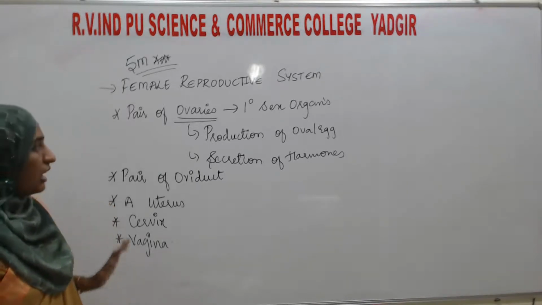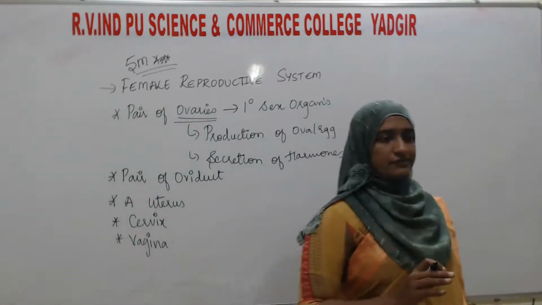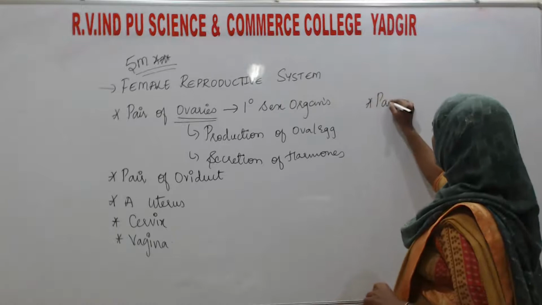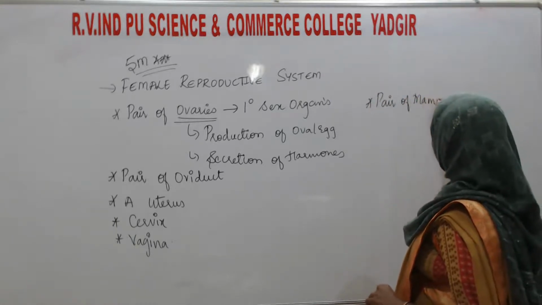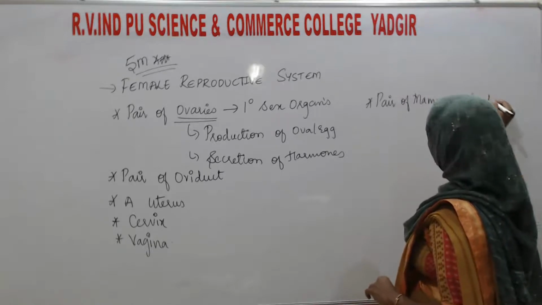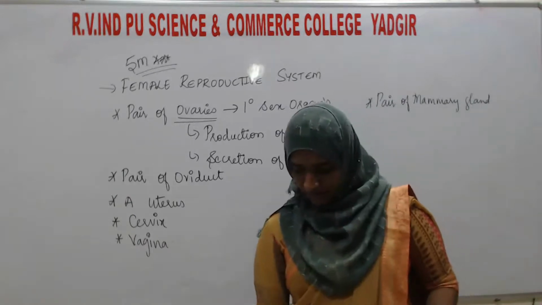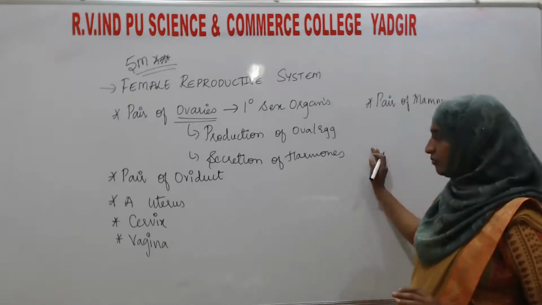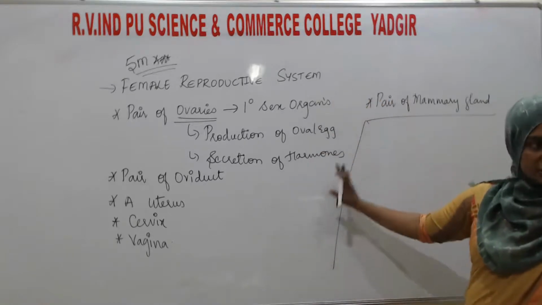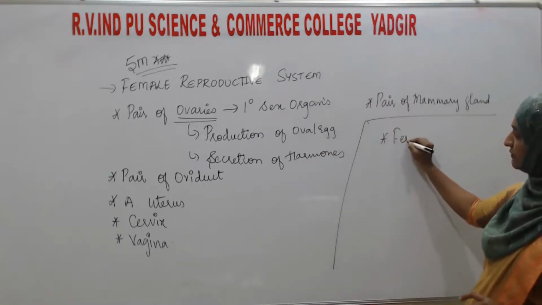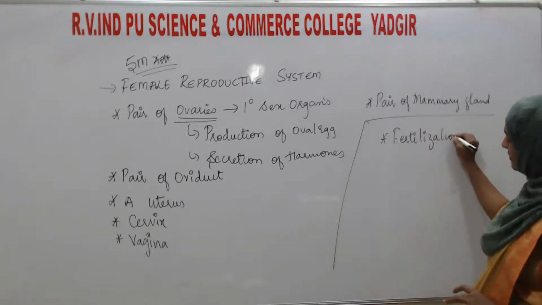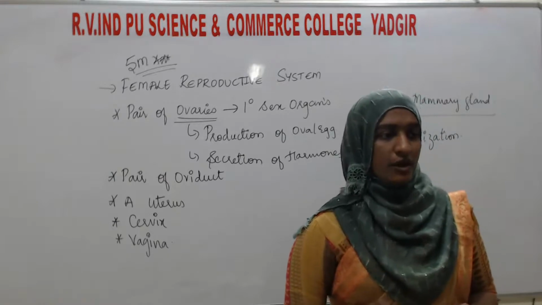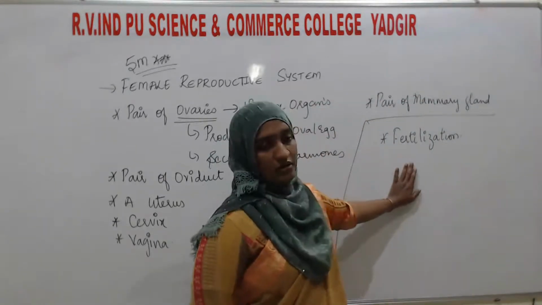So these are all the parts along with the pair. See here, in the female reproductive system, one more part will come. That is a pair of mammary glands. This also comes under the reproductive system. All these parts and the mammary glands, this whole system, is responsible for the first thing, fertilization. Because in human beings, fertilization takes place in the female reproductive system. So that is why the female reproductive system is responsible for fertilization.